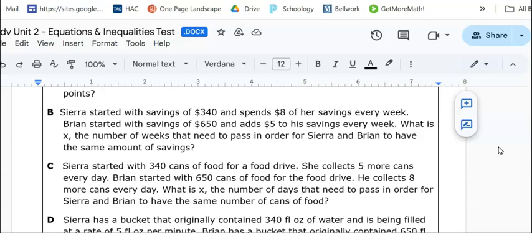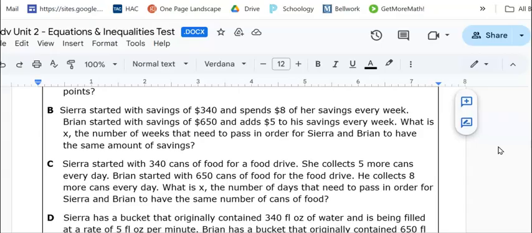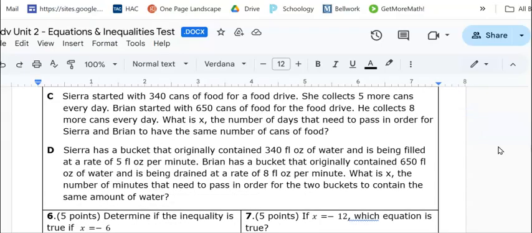Sierra started with 340 cans of food for a food drive. She collects 5 more cans every day. Brian started with 650 cans of food for the food drive. He collects 8 more cans every day. What is x, the number of days that need to pass in order for Sierra and Brian to have the same number of cans of food?